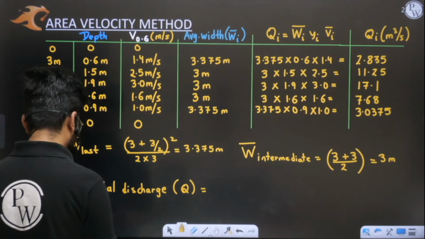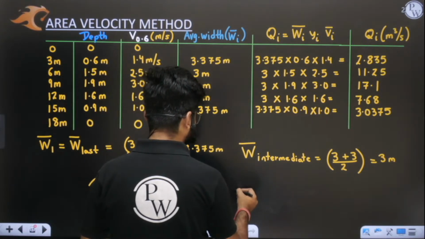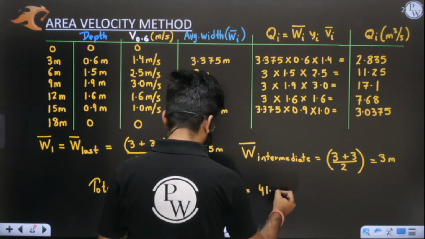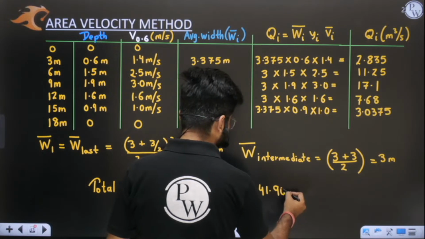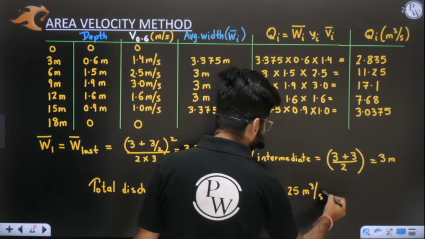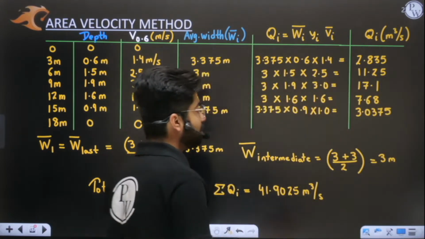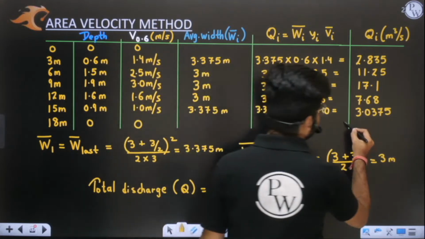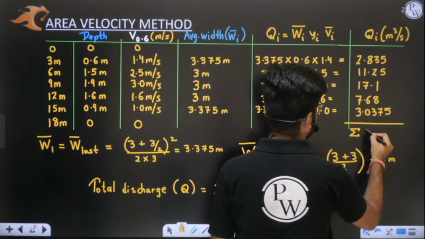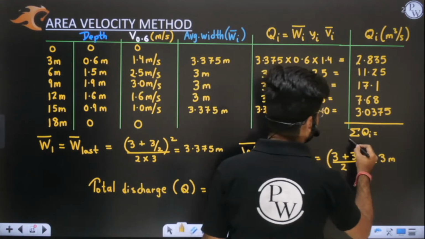Simply sum up all these segmental discharges and you will get 41.9025 meter cube per second. Are you getting the same discharge? Yes. So when you sum it up, sigma Q will be equal to this much only. I hope this is clear to you.